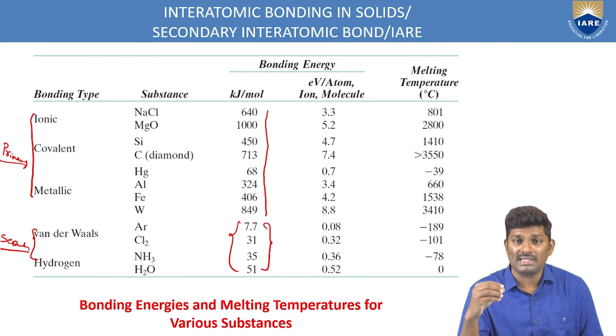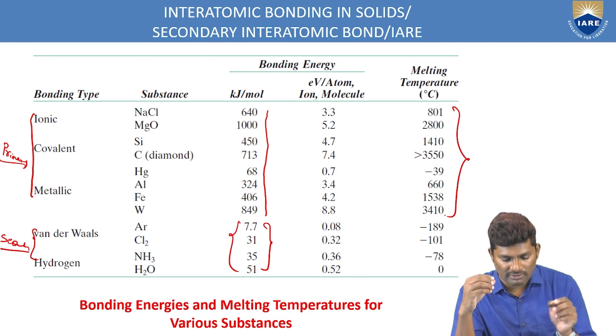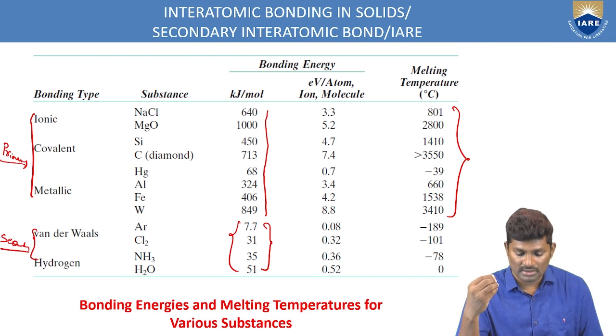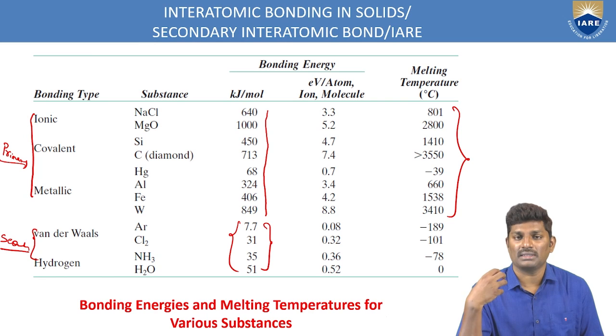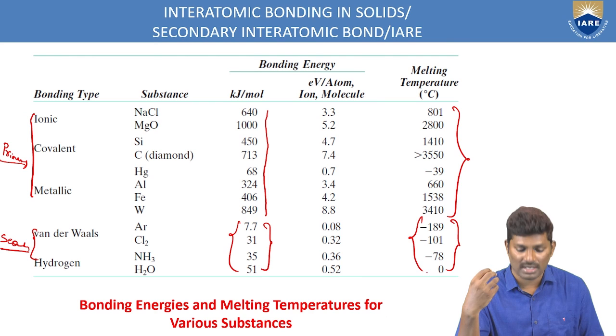In the same way, if you see the melting temperatures, you have almost 3500, 3400, 1500 values of melting temperatures. So this can withstand a high amount of heat, it will resist that heat. But if you give the same heat of 1500 or about 1000 degrees, the secondary can't resist. You can see these values. It has only negative values, minus 189, minus 101, minus 78. H2 has 0. Okay, like this. So it has a very, very low melting point.